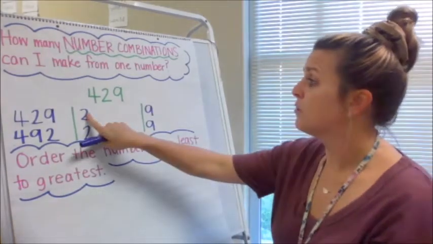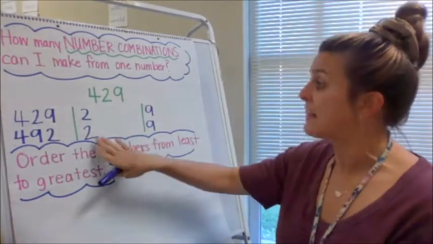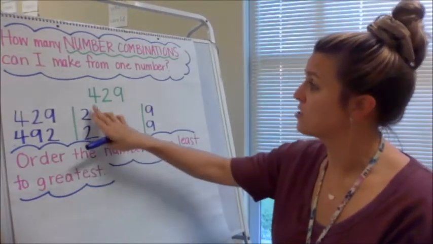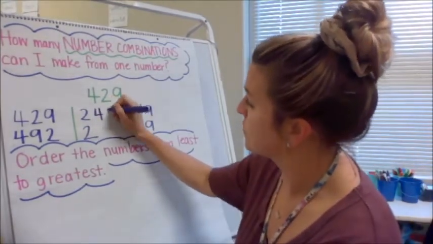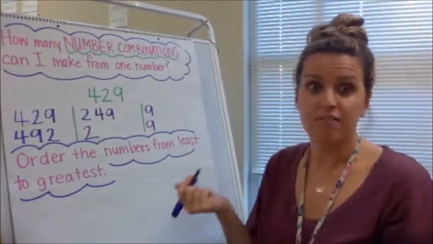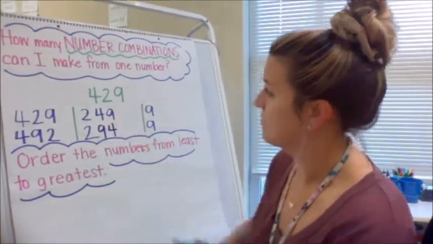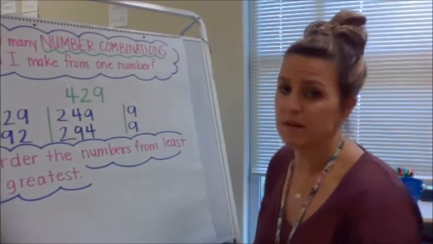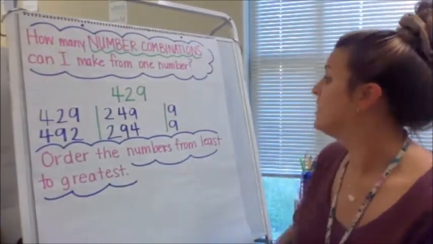So now let's take a look with the 2 in the hundreds place. So the digits that are left with the 2 in the hundreds place are the 4 and the 9. So I can make the number 249, and then I can flip-flop them and make the number 294.